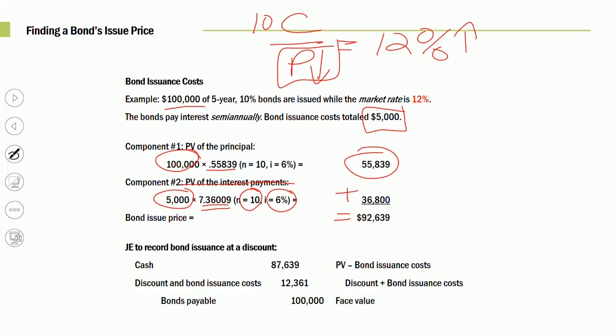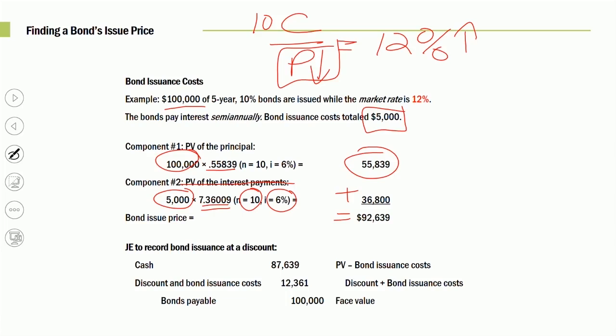All right, here we go, guys. Same example we just saw. 10% bonds, but the market is demanding a rate of 12%, so we know the deal. With only offering the world a coupon of 10, but the market demanding a higher rate, we know these bonds are going to be issued at a discount. But here we're adding into the facts that we also have bond issue costs of $5,000. How do we account for that?